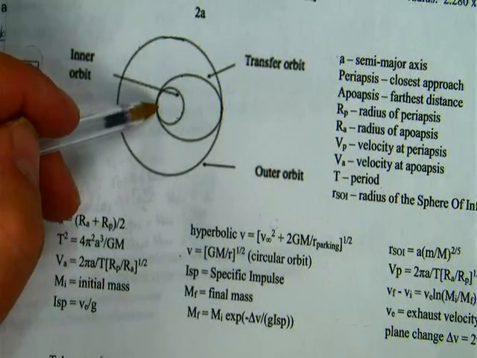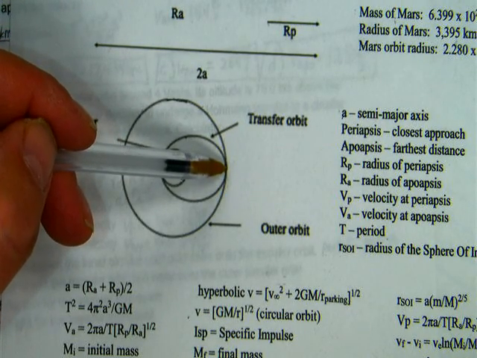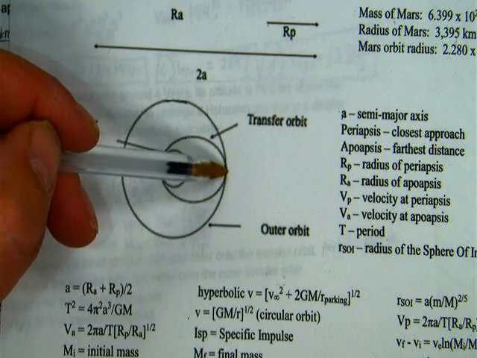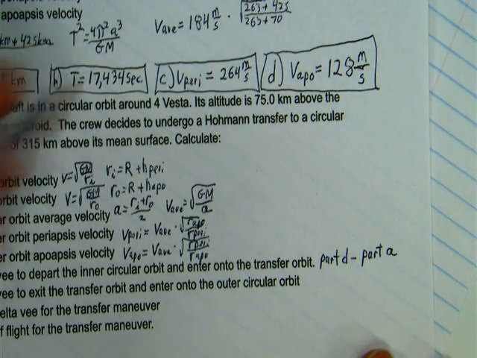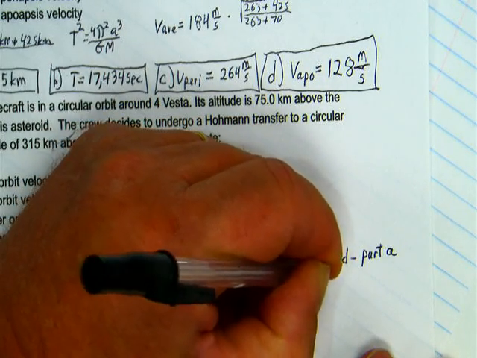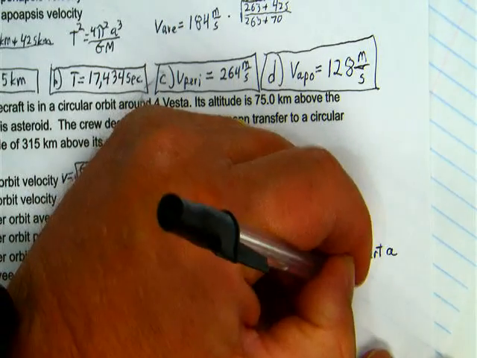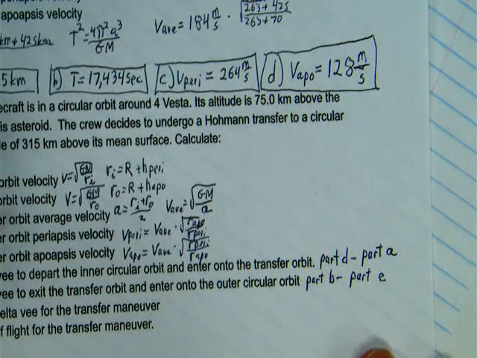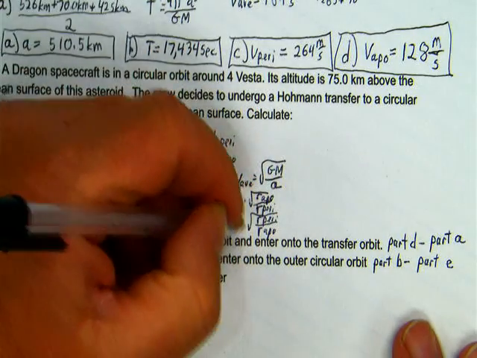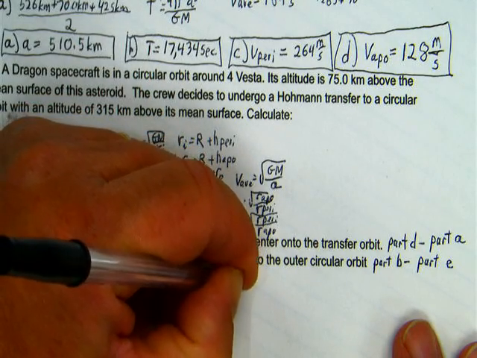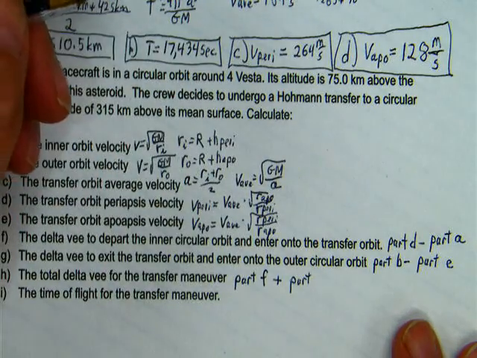That gets you going uphill from the Earth, slowing down, slowing down. Now you're going too slow when you get to the outer orbit. The delta V to speed up onto the outer circular orbit is the difference between your answer to part B and your answer to part E. The total delta V, part H, is going to be your answer to part F plus your answer to part G.